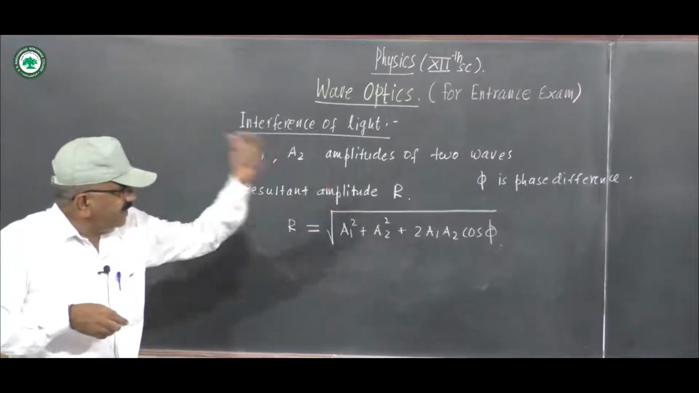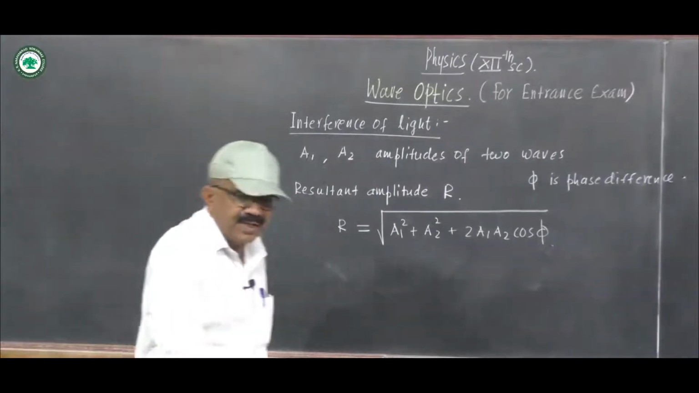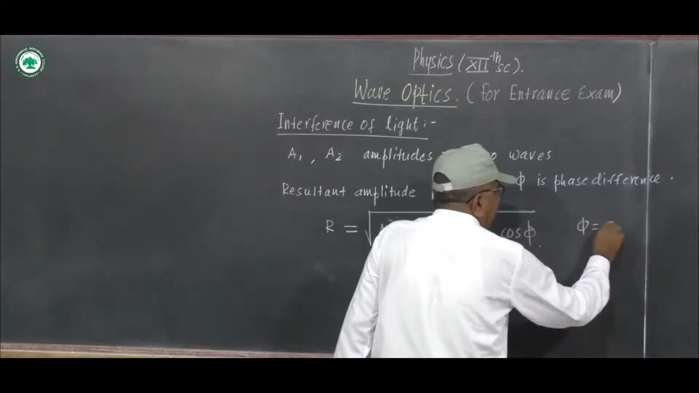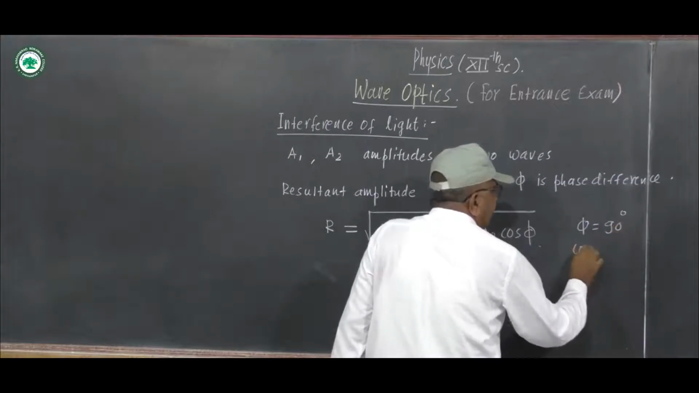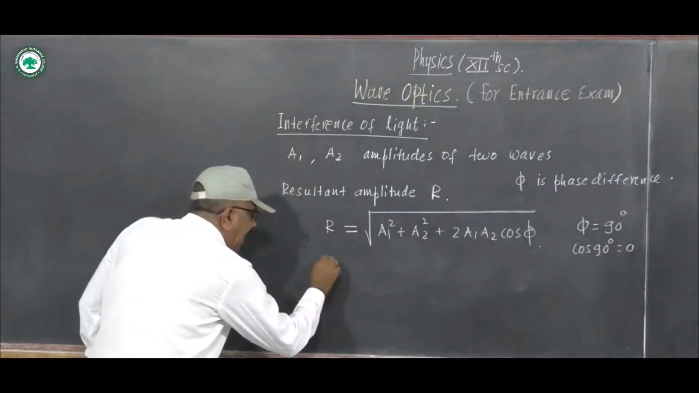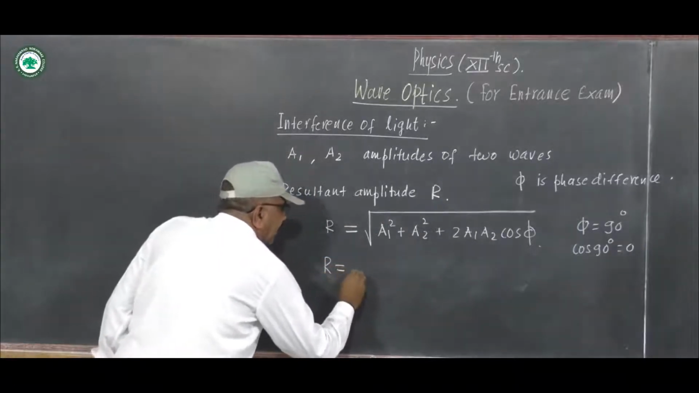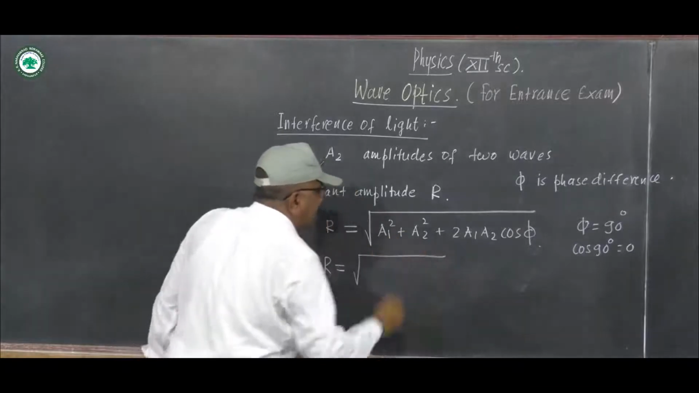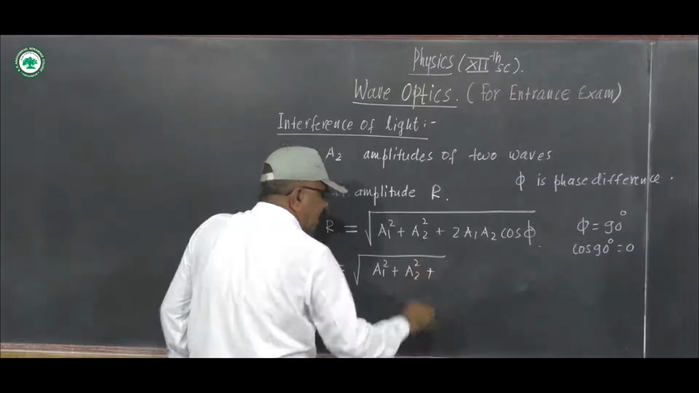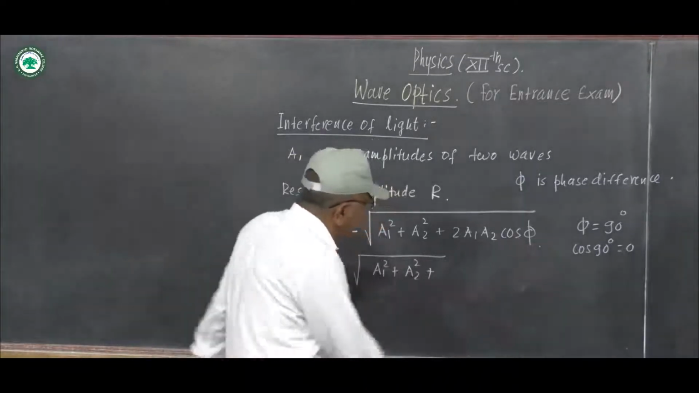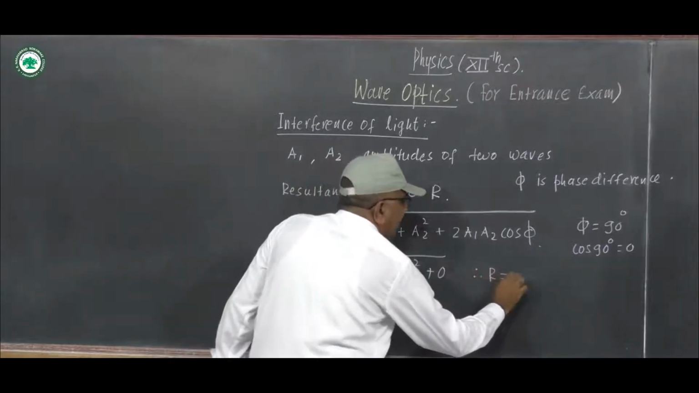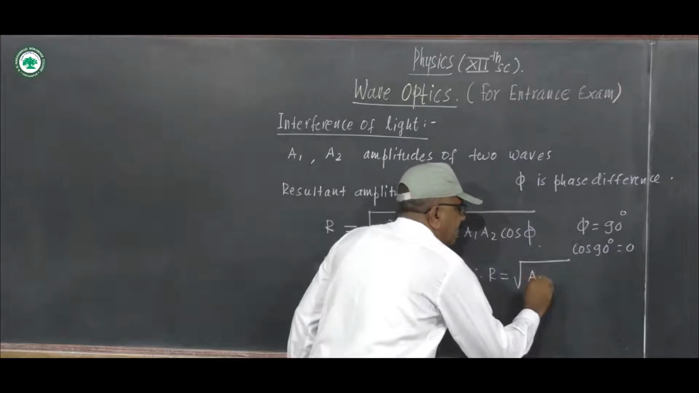If the phase difference between them is 90 degrees, suppose phi is 90 degrees, we know cos 90 is 0, and then the resultant amplitude will be under root of A1 square plus A2 square plus this cos 90 term, which is 0, hence this R will be under root of A1 square plus A2 square.